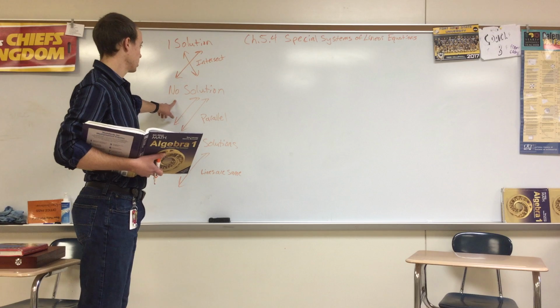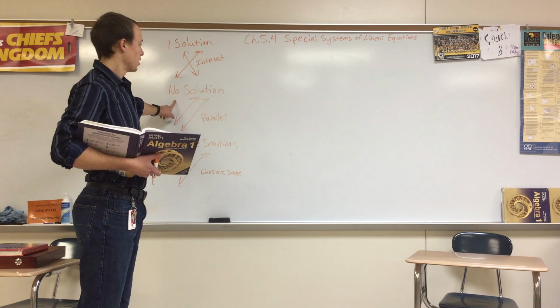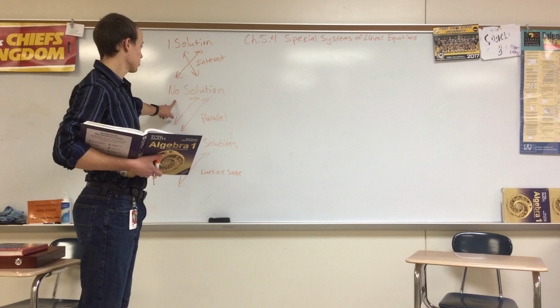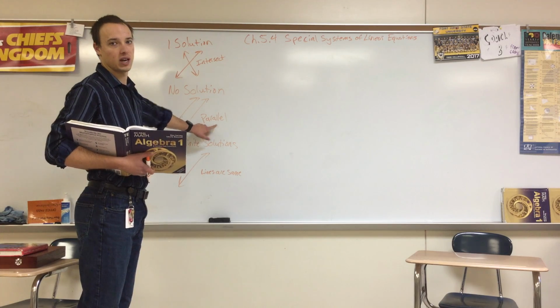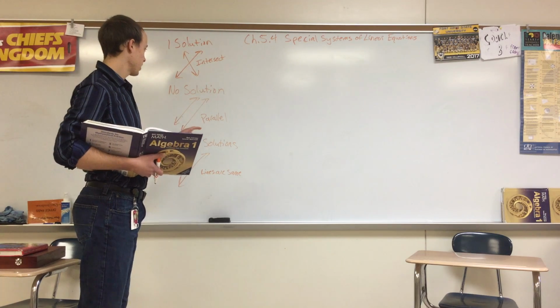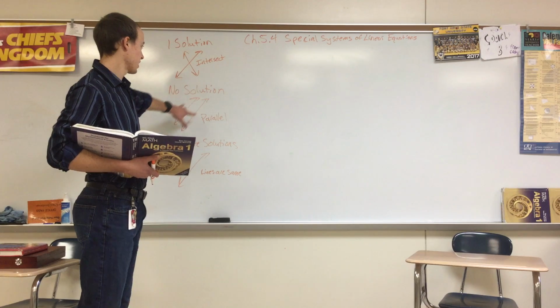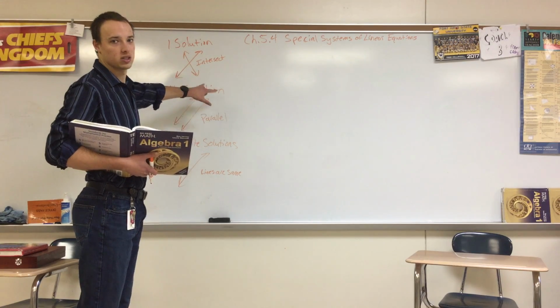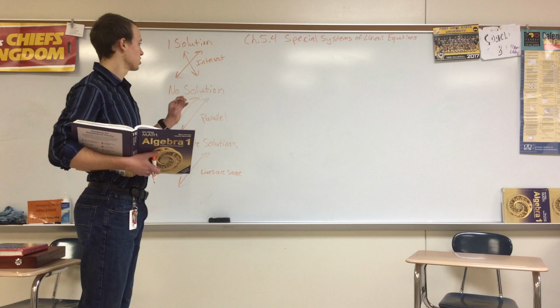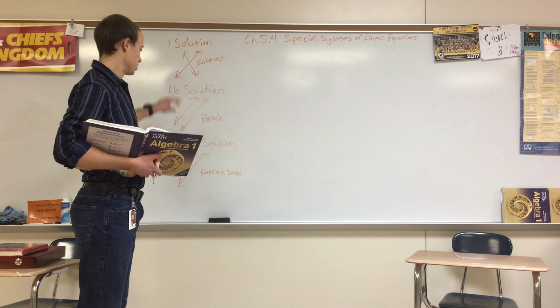Okay, our second option is no solution. These no solution problems are going to be lines that are parallel. So they have the same slope and they run parallel. They are never going to intersect, hence there's no solution. Because remember, the solution is that intersection point of the two lines.